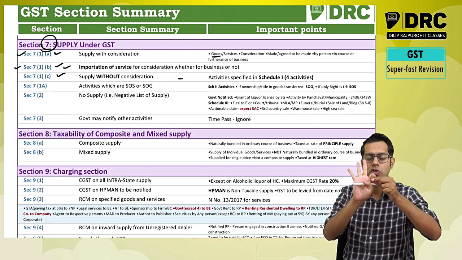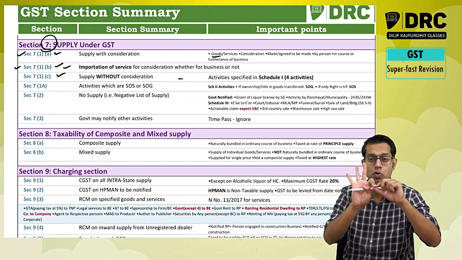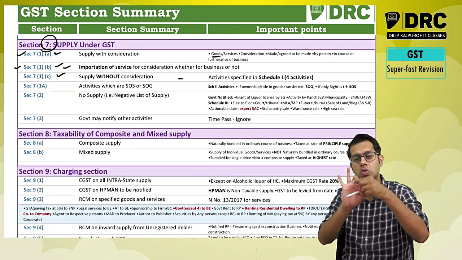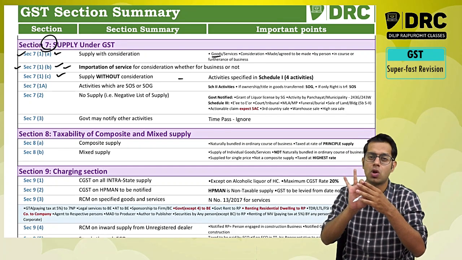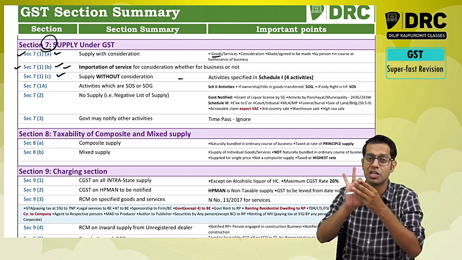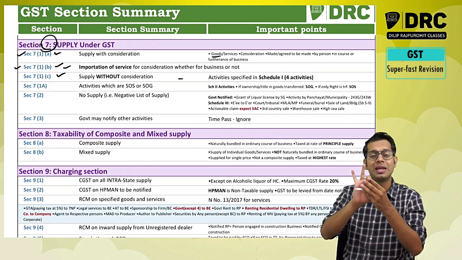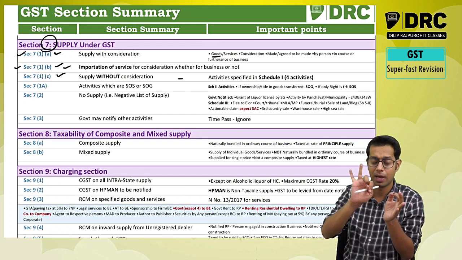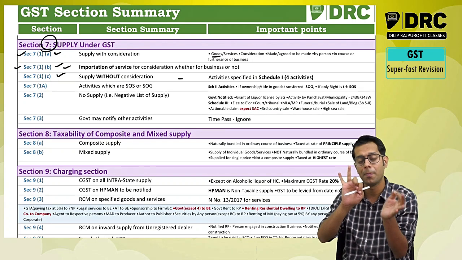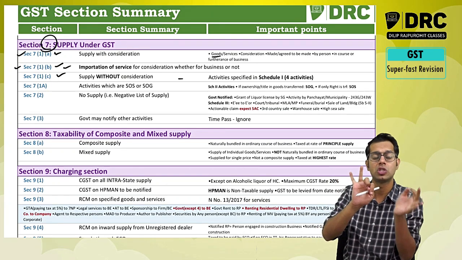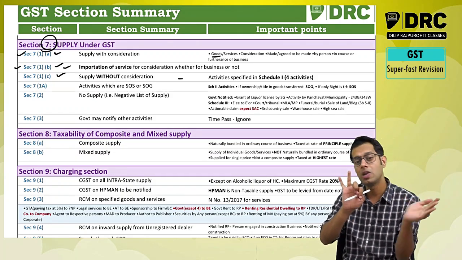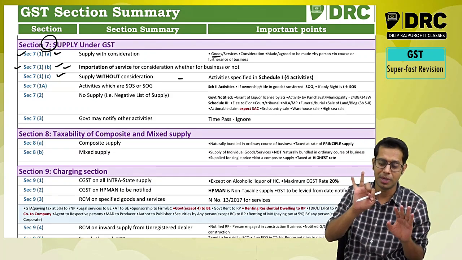Permanent transfer or disposal of business asset, provided input tax credit has been availed on such business asset. Supply of goods or services or both between related persons or between distinct persons, if it is made in the course or furtherance of business, provided that any gift given by an employee to the employer, if the value of the gift does not exceed 50,000 rupees per annum per employee, is not a supply. If the value exceeds 50,000, the entire amount will be treated as supply.